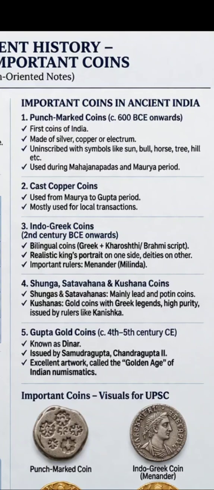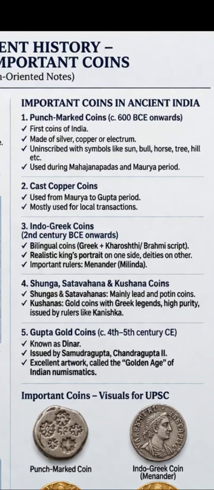And the second one is cast copper coins, used from the Maurya to the Gupta period. This is also very important. Cast copper coins were mostly used for local transactions.